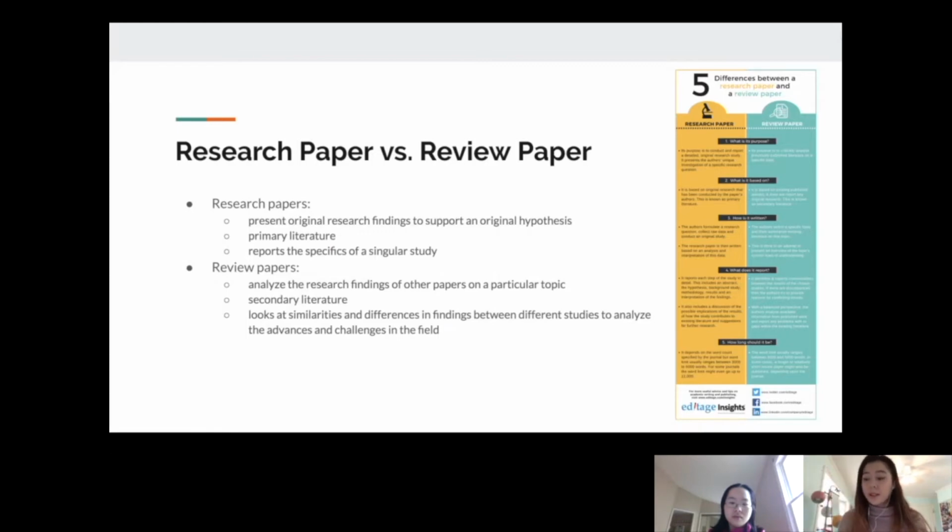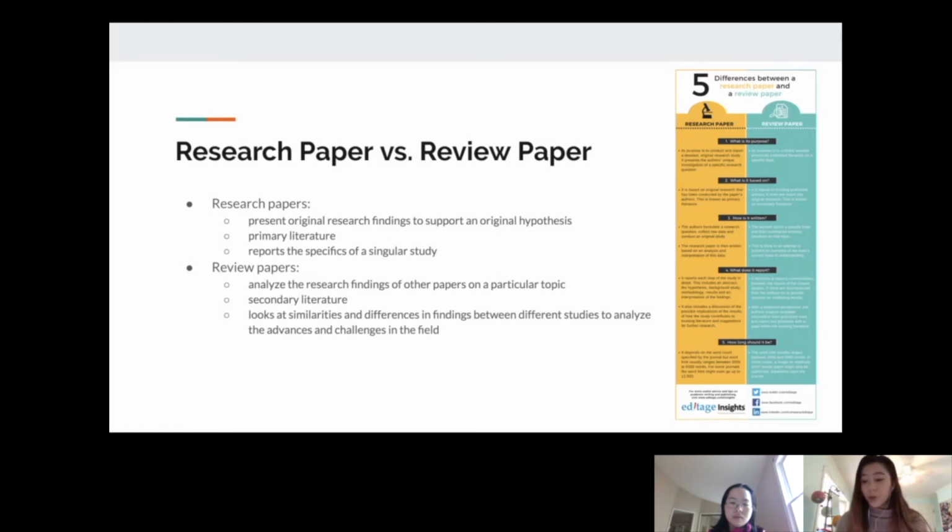However, it's primarily a discussion of a researcher's original hypothesis, a detailed summary of what they did and how, and finally, a discussion of their experimental results and what this means for if their experiment was successful or not. This is considered a primary literature source. So this is something that we've talked about a lot so far. Now we're going to talk about review papers.